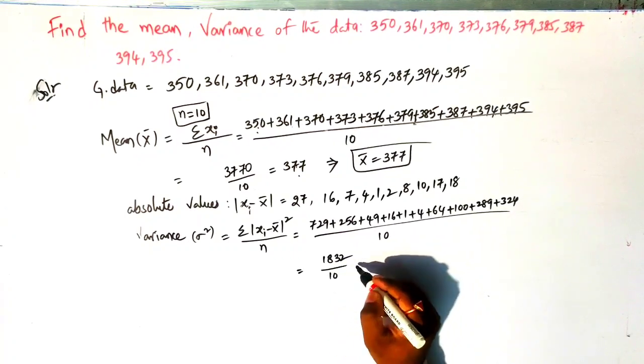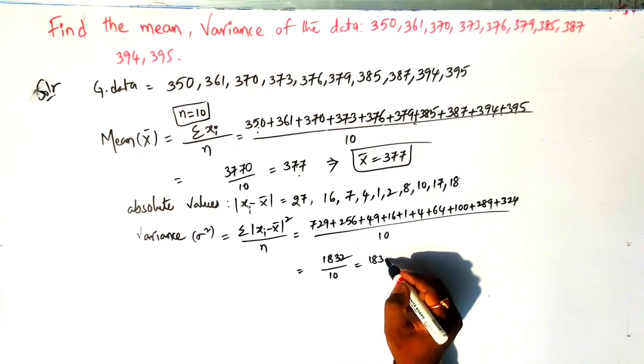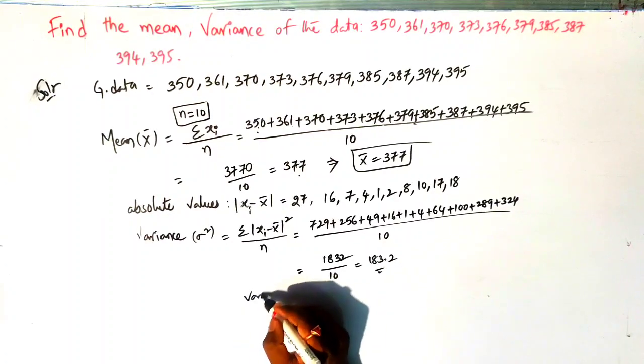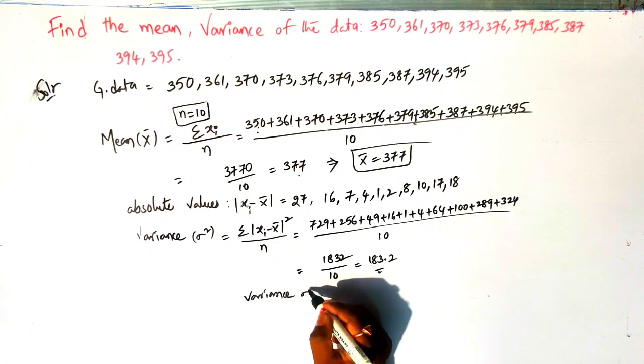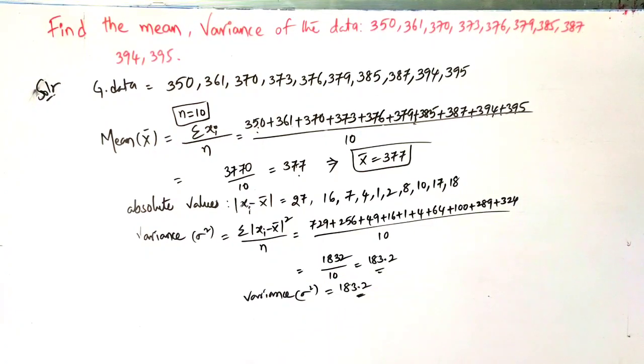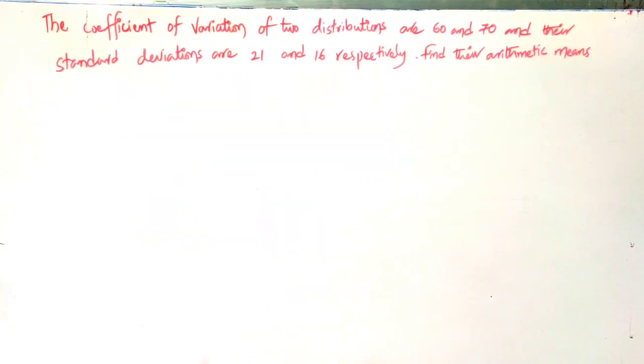divided by 10, that is nothing but 183.2 we get here. So the variance of the given values is nothing but 183.2. Clear? Okay, next question.